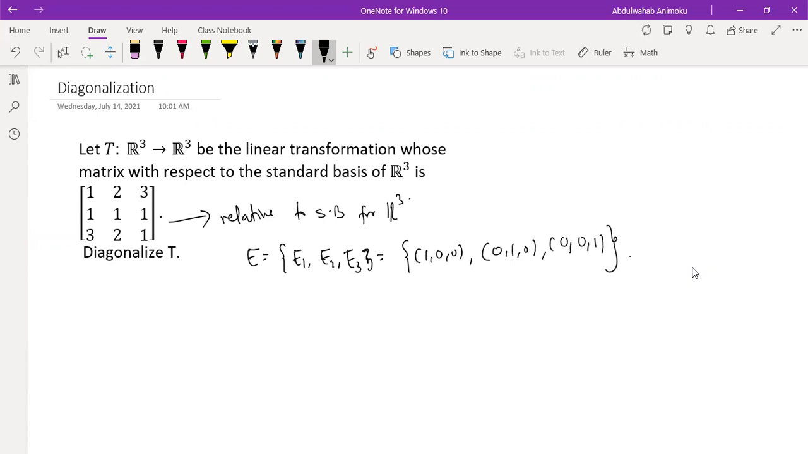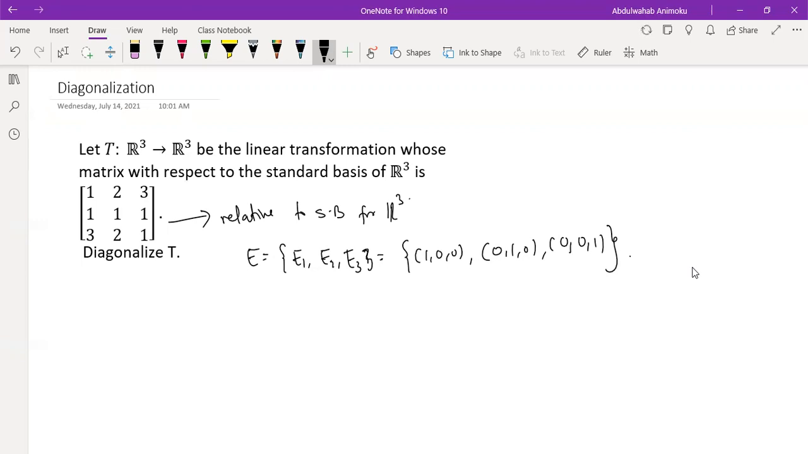Now, normally the problem will not give you the matrix of transformation. And if you're not given that, you'll be given the transformation itself. And from the transformation itself, you can then get the matrix of transformation relative to the standard basis. But the first step is already done for you. So from here, you have the matrix. So all you need to do now is to diagonalize this matrix.